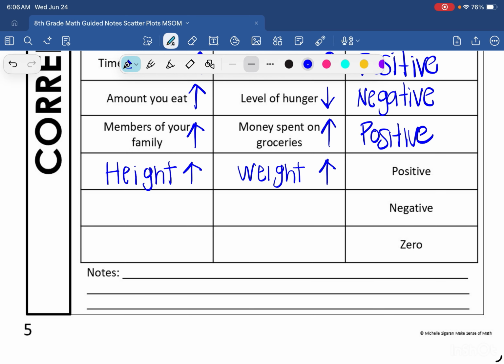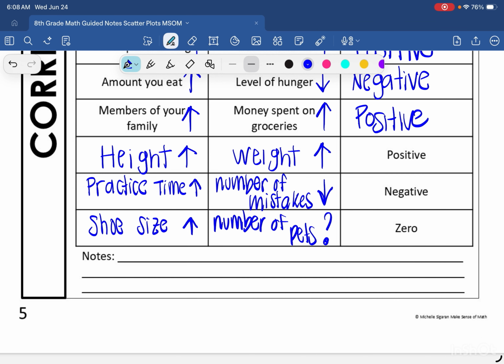We need two variables that will move in the opposite direction. How about as practice time increases, the number of mistakes generally decreases. So practice time and number of mistakes move in opposite directions. And a zero correlation, two variables that do not affect each other. How about a person's shoe size and the number of pets they own?